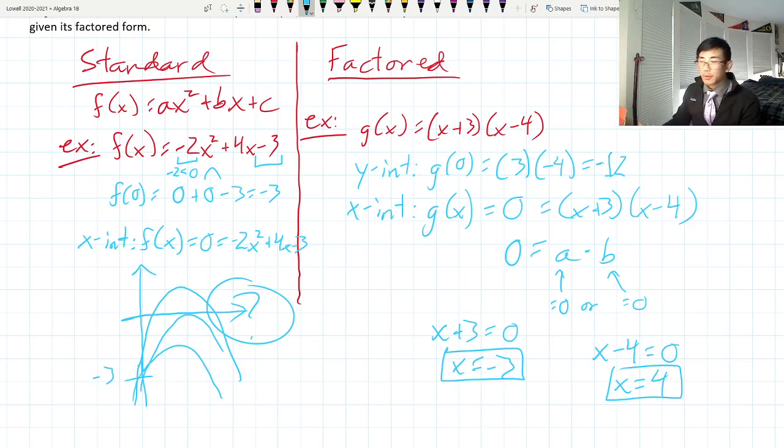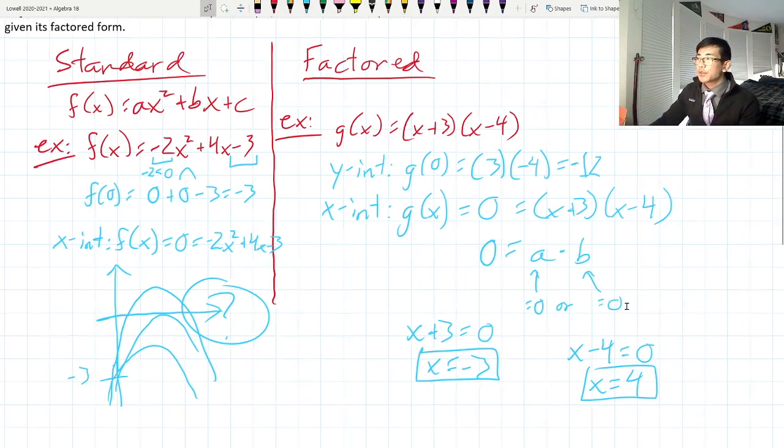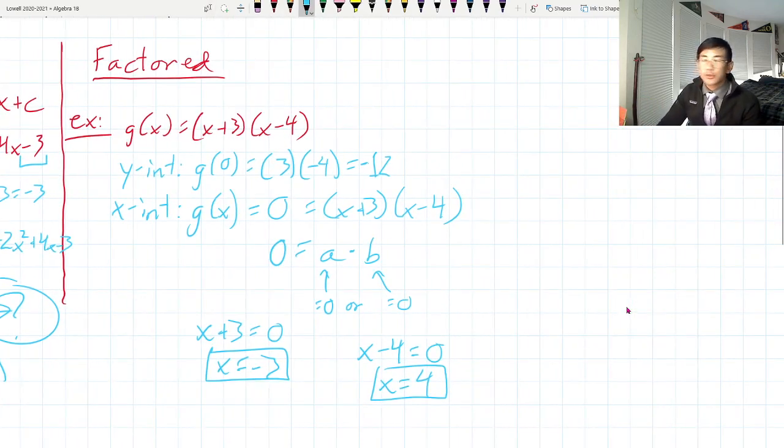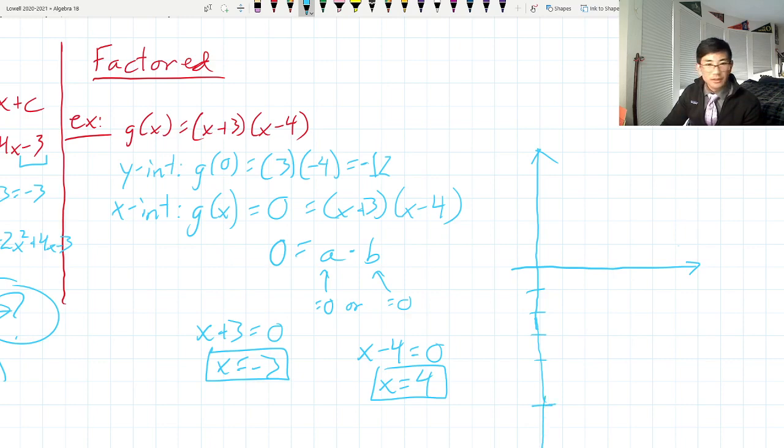And so if I was to create a table, by the way, well, actually, let's sketch what we have so far. From the factored form, we have our y-intercept and x-intercepts. So I'll draw this. Our y-intercept is at negative 12. So let's see. Oh, this is a little awkward here. I'm going to go by 2s: 2, 4, 6, 8, 10, 12. Negative 12. I'll go 1, 2, 3, 4. I did not plan this very well. 2, 3.